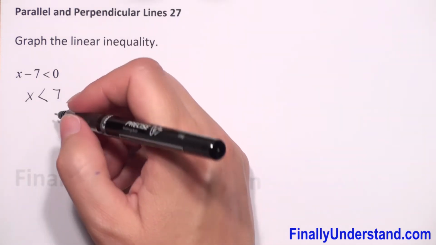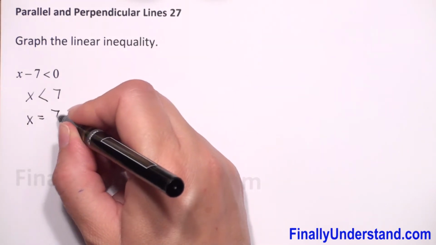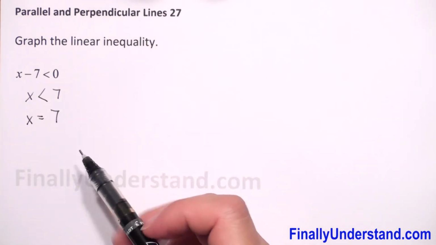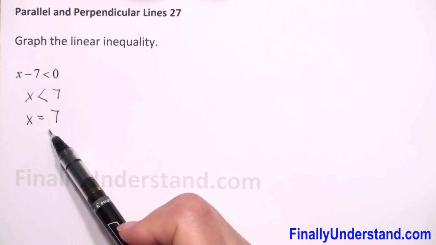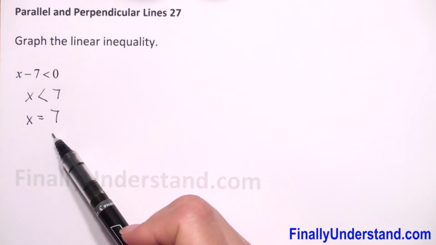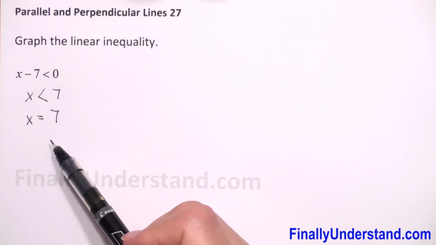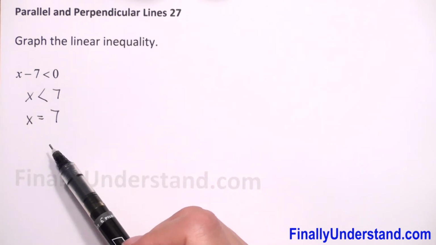The boundary line will be x equals 7, because we have here x is less than 7. It means that the boundary line x equals 7 is not part of the solution. So we have to draw the dashed line.